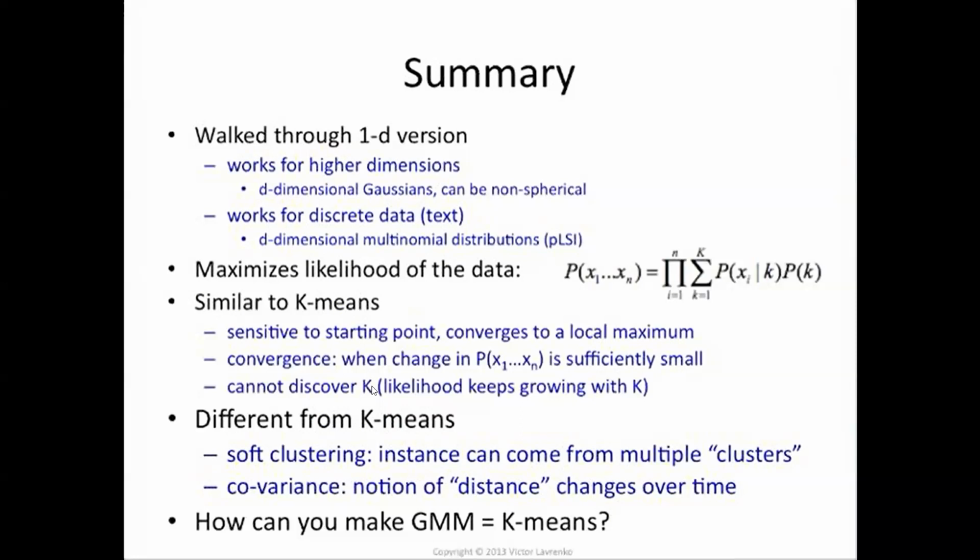So a good question to ask yourself: how can you cripple a mixture model to become exactly like k-means? What would you have to do to get the same output from a Gaussian mixture as you would from k-means? Any ideas?